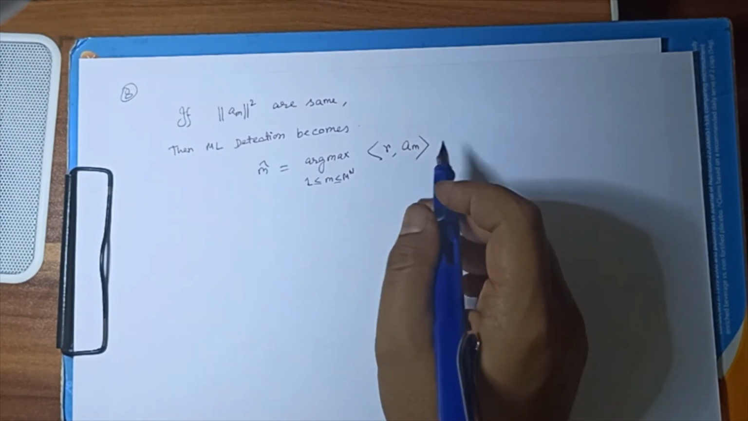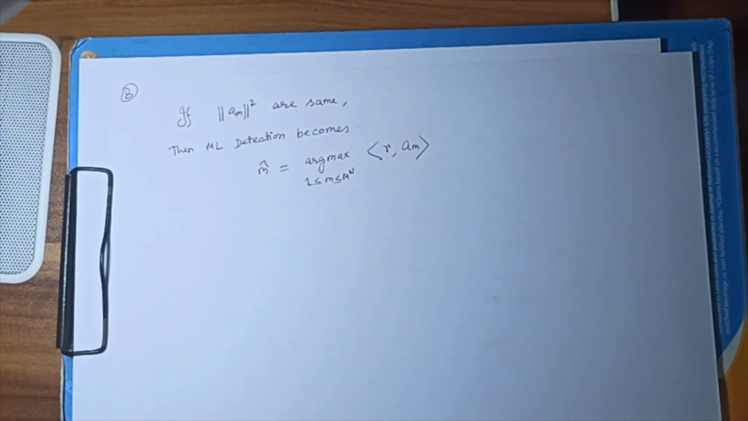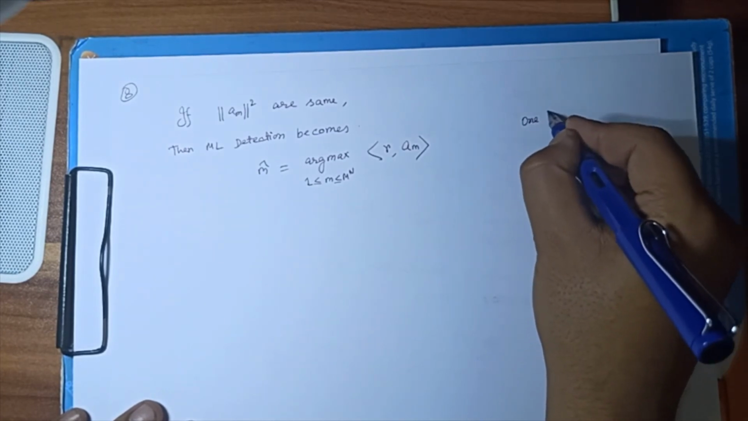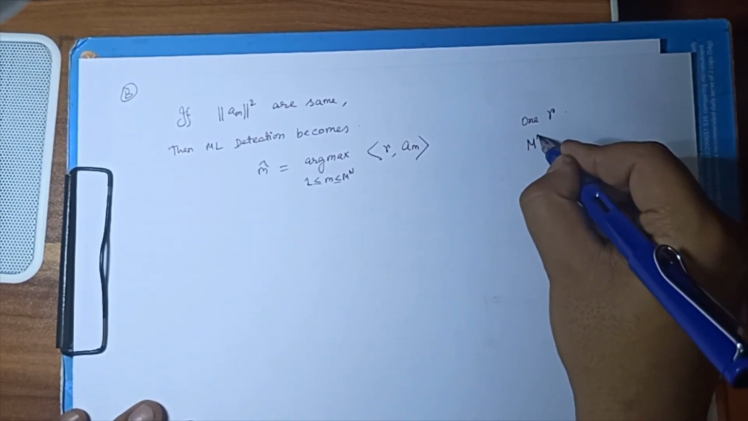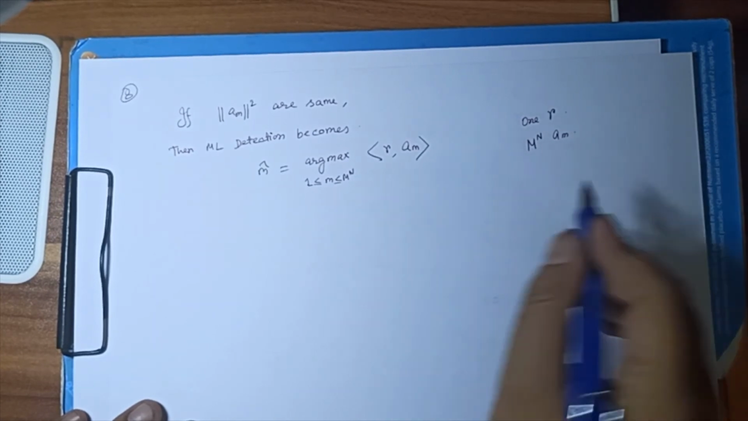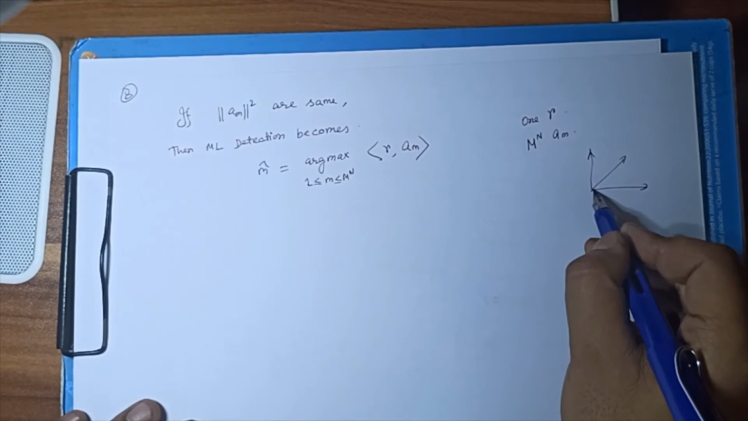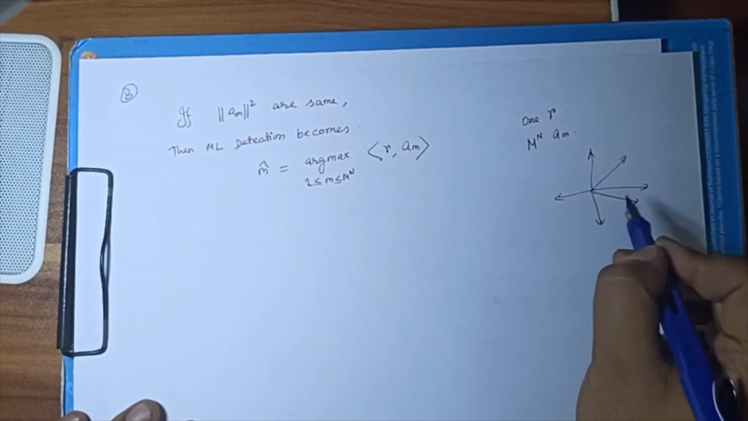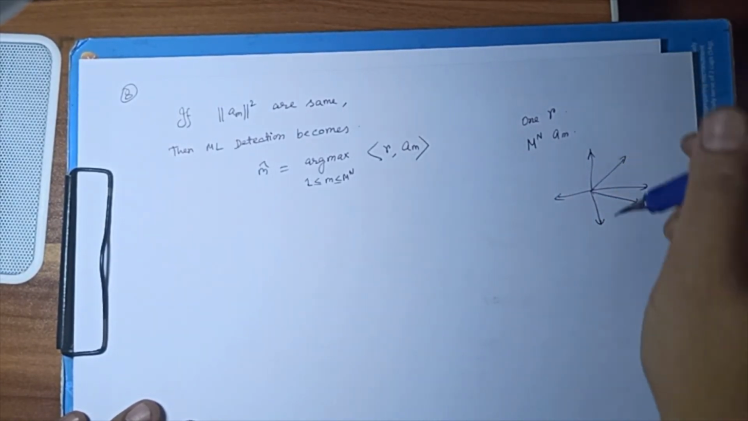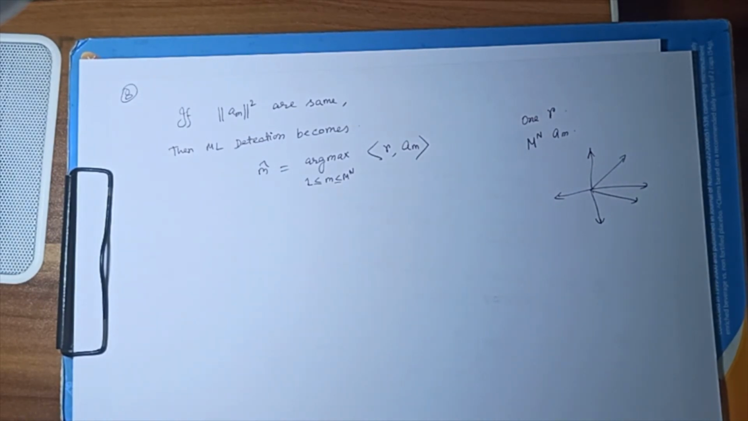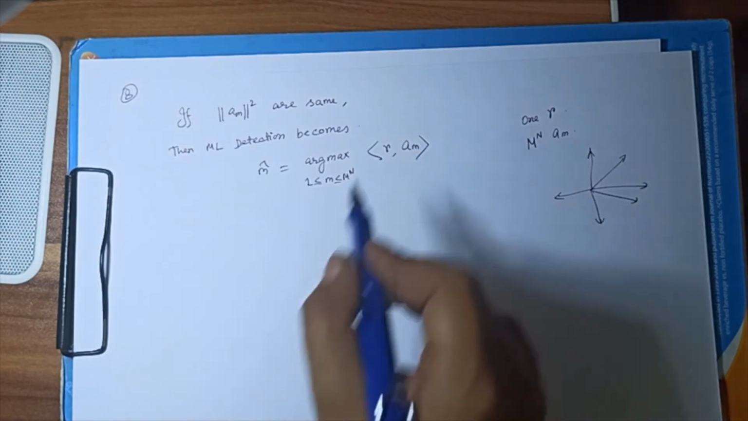Okay, so inner product is what? Projection. Basically you are projecting. So you have one r, and you have M to the power n vectors am. Suppose in some capital N-dimensional vector space, they are the vectors. You have one r. Now you project it and see where you are getting the maximum projection, where the inner product is maximum. If the projection is maximum, that means you are closest to that. So you can compute from there.